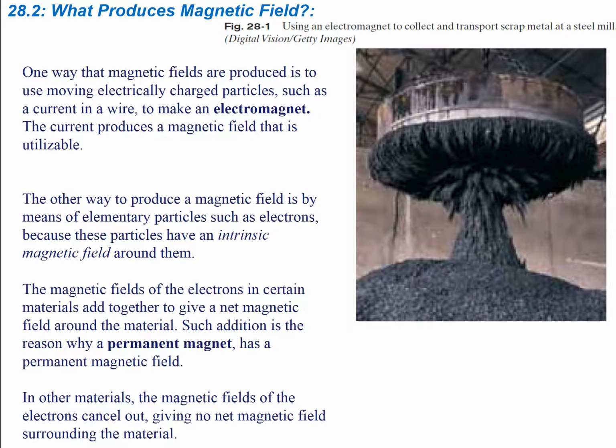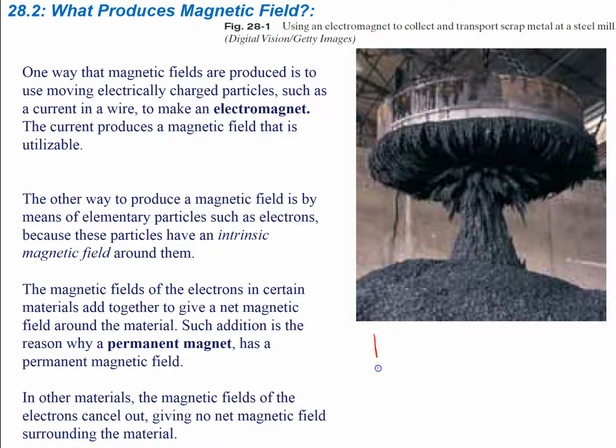Now, the other way to produce a magnetic field is by means of elementary particles such as electrons, because these particles have an intrinsic magnetic field around them. The magnetic fields of the electrons in certain materials add together to give a net magnetic field around the material. Such addition is the reason why a permanent magnet has a permanent magnetic field.